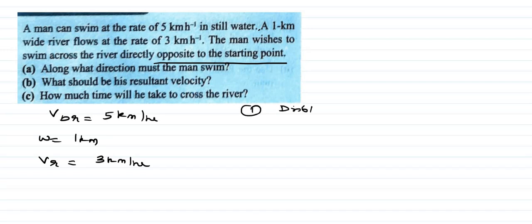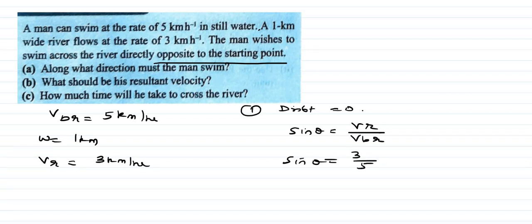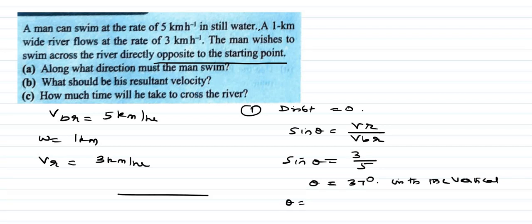Drift is 0. For the drift to be 0, what is sin theta? Sin theta has to be VR by VBR, right? So sin theta is VR is 3, VBR is 5. So that means theta is what? 3 by 5 means 37 degree with the vertical direction. That you have to write it, okay? This is 37, right?